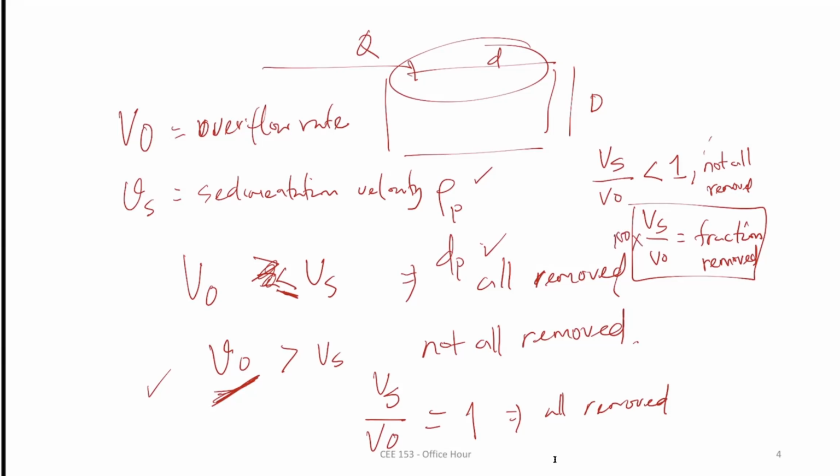So you just have to calculate vs for the particle size of 5 micron. And your v0 is a design value. It's not changing because of particles, it's more about the flow rate and size. So you just substitute that value here and you get the answer.